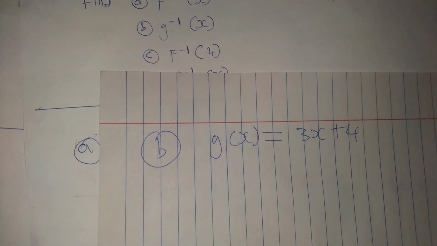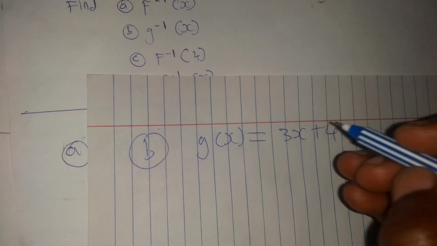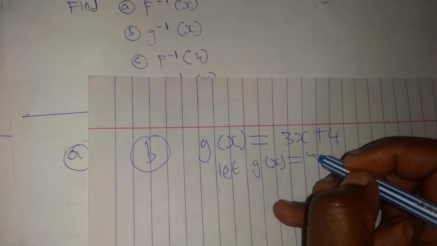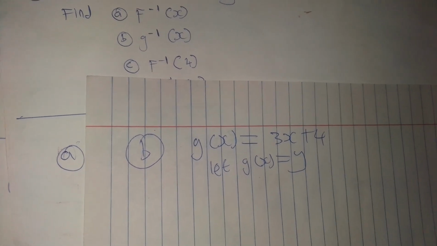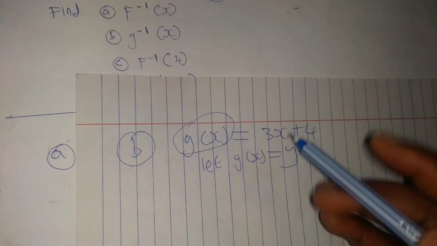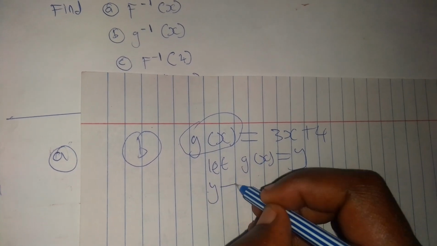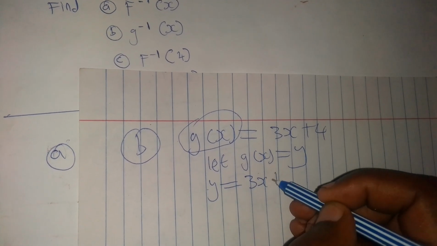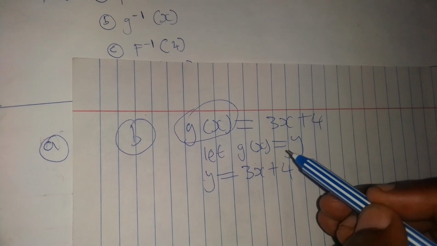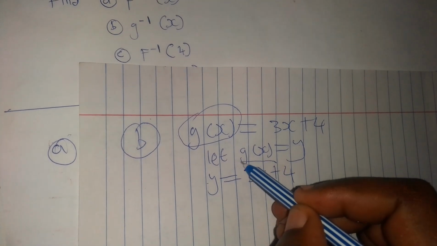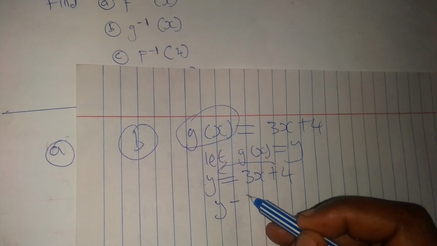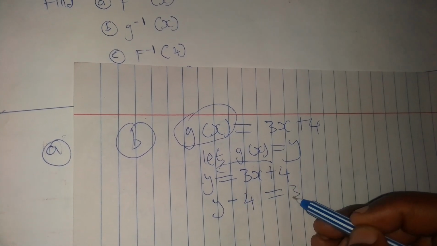Now, when it is like this, as long as they want an inverse, you are going to say, let g of x be equal to y. That is what you do when finding the inverse. Where there is g of x, you replace with y. Then you say y equals 3x plus 4. Then make x the subject of the formula. It means this positive 4 will cross the equal sign. So since it's positive, when it crosses the equal sign, y minus 4 equals 3x.